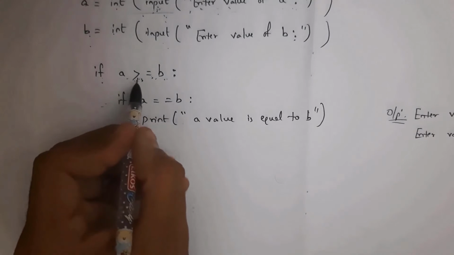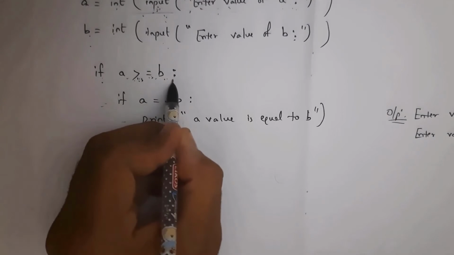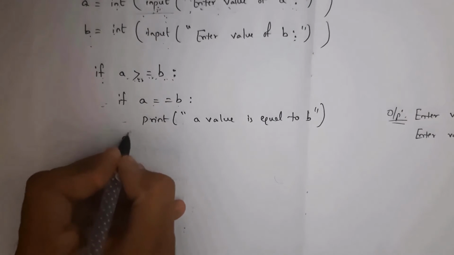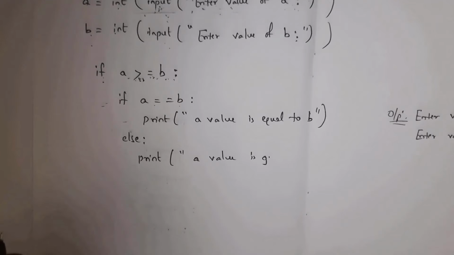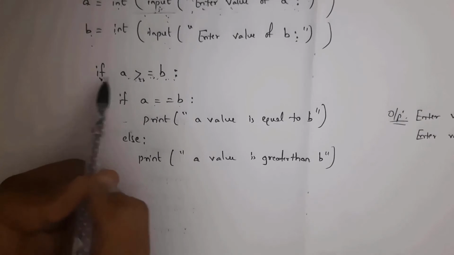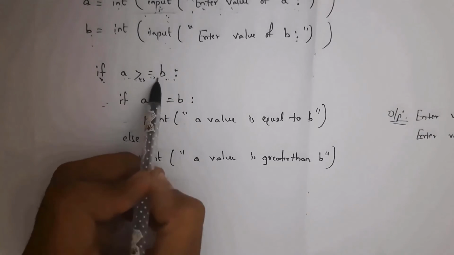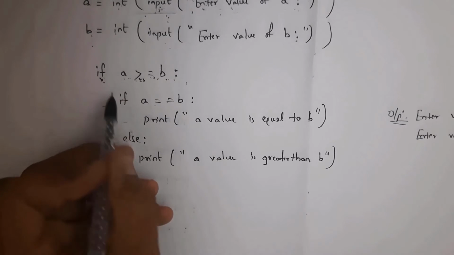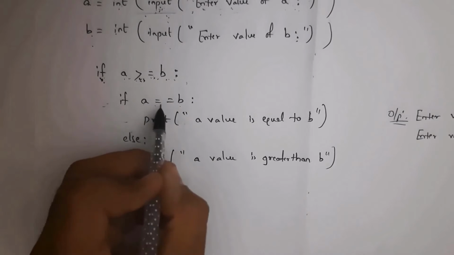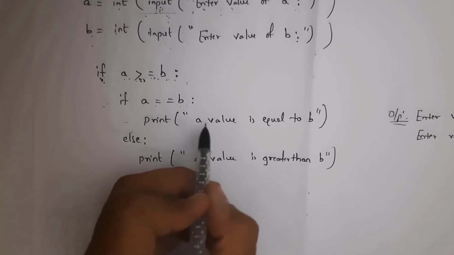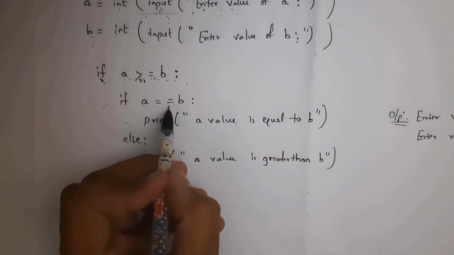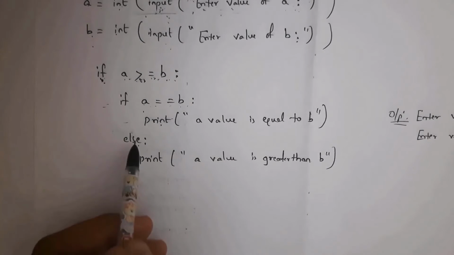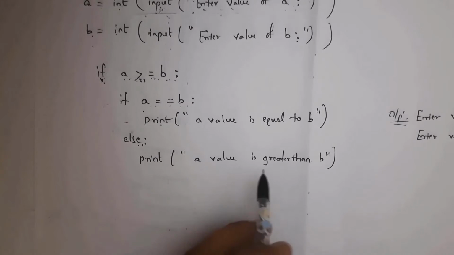Here I gave two conditions, that is, a greater than or equal to. So at first I wrote the equal to condition in if and write else here, else print a value is greater than b. Here this is the first if condition, that is, if a value is greater than or equal to b, then it will go to this if statement. Inside this if statement I wrote another if statement, that is, if a value is equal to b, I should get the output, that is, a value is equal to b. Else if this condition is false, then I should get the output, that is, a value is greater than b. So I wrote here else, and inside print I wrote a value is greater than b.